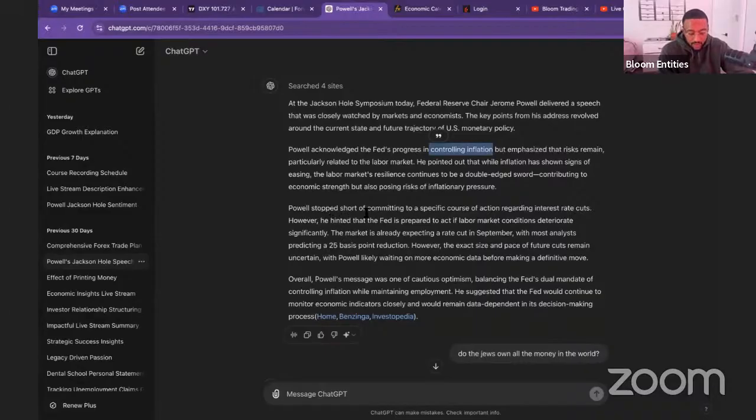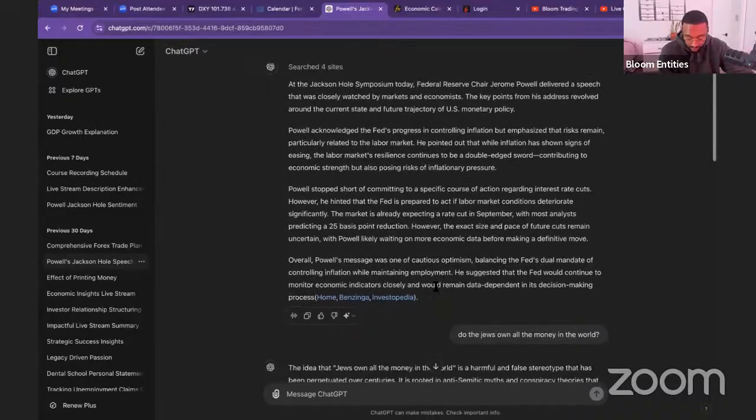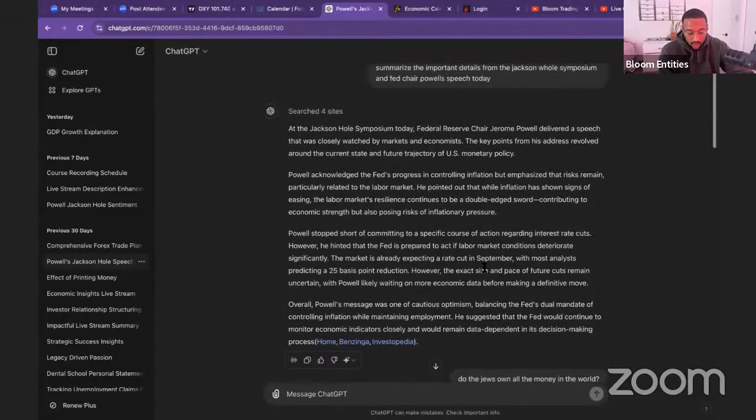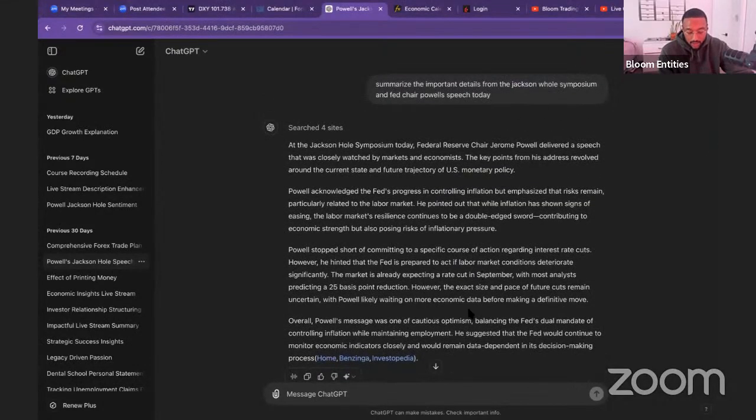Fed Chair Powell stopped short of committing to a specific course of action regarding interest rate cuts. However, he hinted that the Fed is prepared to act if labor market conditions deteriorate significantly. The market is already expecting a rate cut in September, with most analysts predicting a 25 basis point reduction. However, the exact size and pace of future cuts remain uncertain, with Powell likely waiting on more economic data before making a definite move. Overall, Powell's message was one of cautious optimism, balancing the Fed's dual mandate of controlling inflation while maintaining employment. He suggested the Fed would continue to monitor economic indicators closely and would remain data dependent in its decision-making process.